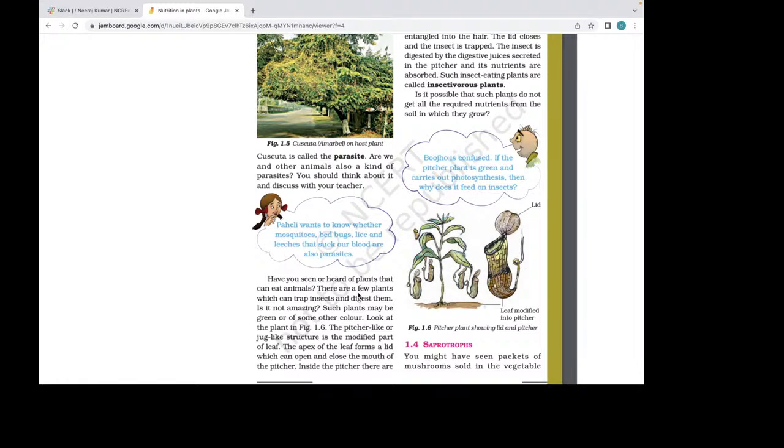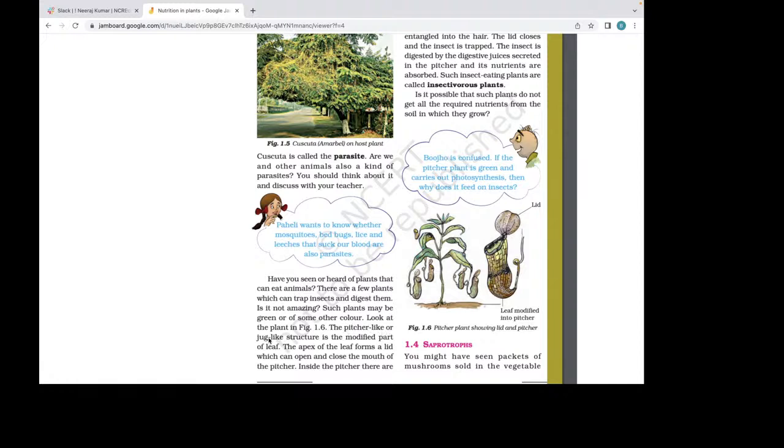Have you seen such plants that... अभी तक हमने सिर्फ ये पढ़ा था कि animals plants को खाते हैं, but now there are some plants as well which eat insects and digest them. Some plants may be green or some other color. They can be green or maybe of some other color. Look at the plant in figure 1.6. Look at this plant.